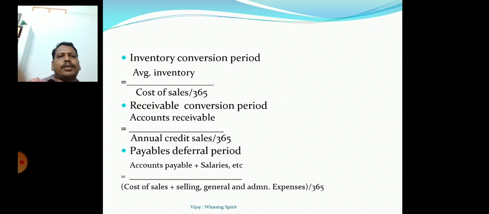If we need the receivables conversion period, we can apply another formula: accounts receivables divided by annual credit sales, times 365. Payables deferral period means we are due to the wages, due to the suppliers. In such cases, the payable deferral period is accounts payable plus salaries etc., divided by cost of sales plus selling and general and administrative expenses, times 365.